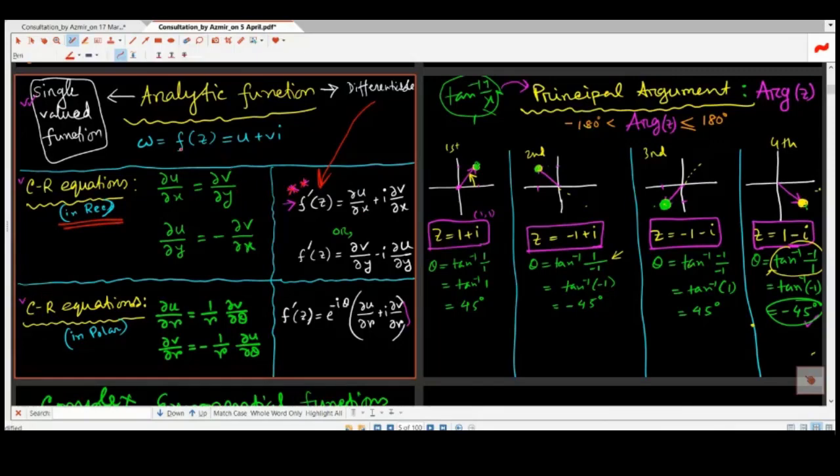Similarly, suppose a function is defined in r theta, that means in polar form, then we have the Cauchy-Riemann equations. If we need to find the derivative f prime of z, then it is defined by e to the minus i theta times du dr plus i dv dr. Here du dx, dv dx or du dr, dv dr are coming from the Cauchy-Riemann equations. So first we have to find all of these, then we can evaluate the derivative of the function.